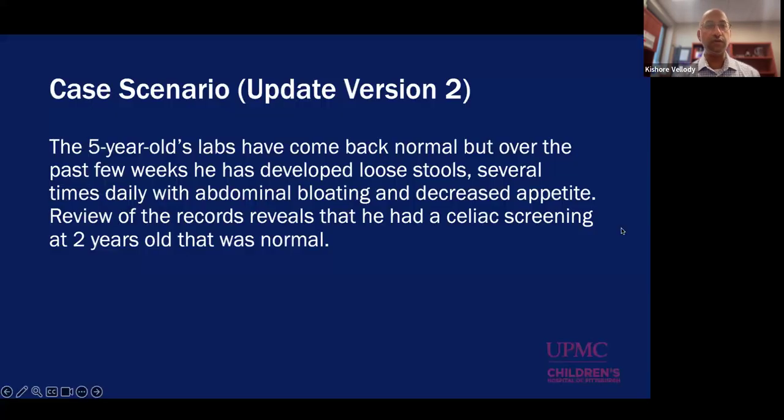So let's look at this. This is the same child, but now they do have symptoms. They have loose stools and bloating and decreased appetite. And they did have a celiac screening at 2 years of age that was normal, that the PCP had done, but still this child has these symptoms.